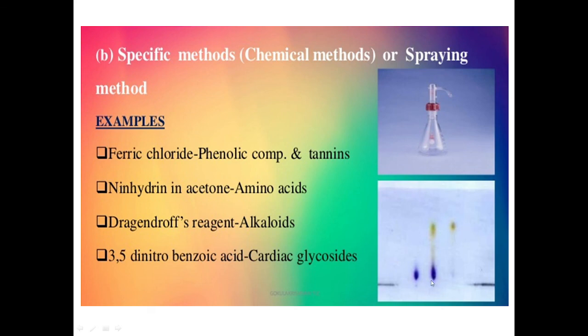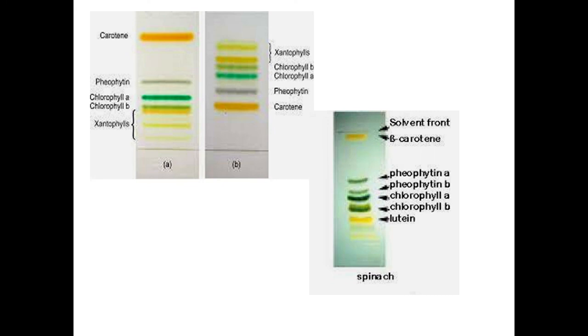So the lower one is showing separation of amino acids by thin layer chromatography. After spraying ninhydrin, almost all the amino acids will form violet purple spots. Only one amino acid forms a yellow spot, and that you know. Then we can separate alkaloids, cardiac glycosides, etc. But sometimes the sample components which are separating are already colored.